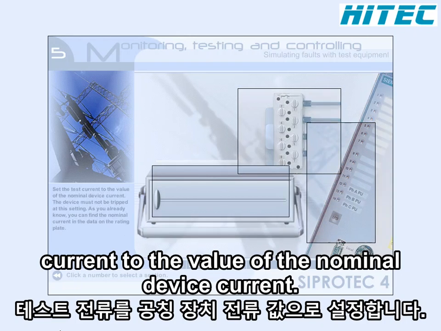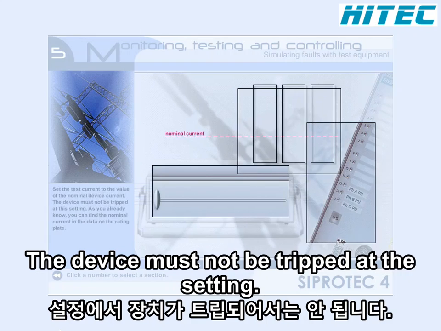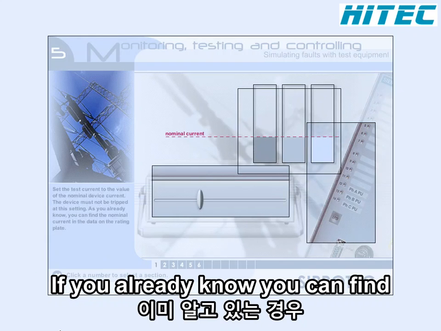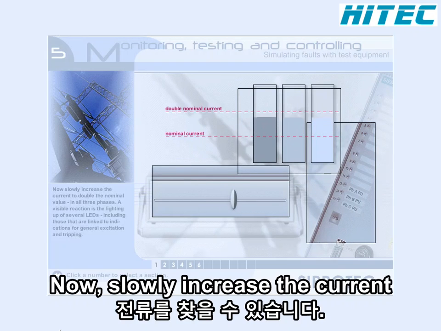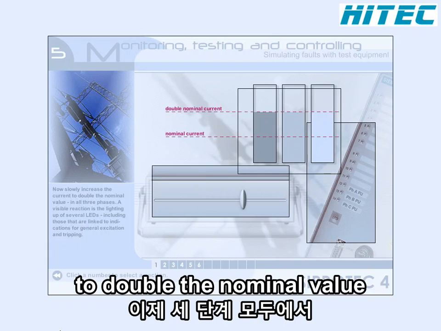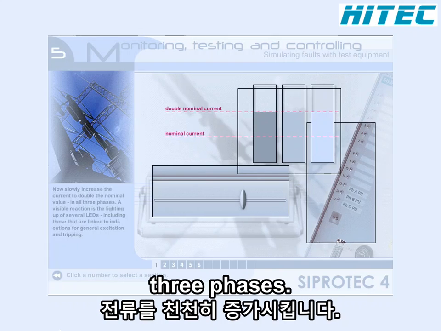Set the test current to the value of the nominal device current. The device must not be tripped at this setting. As you already know, you can find the nominal current in the data on the rating plate. Now slowly increase the current to double the nominal value in all 3 phases.